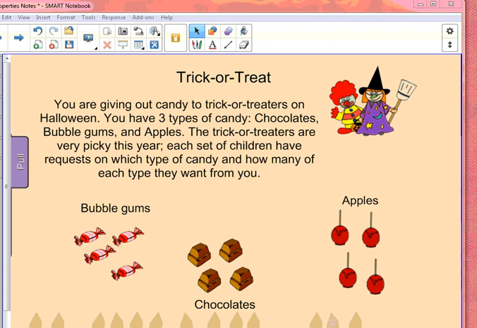Okay, so let's look at an example of using the distributive property in a different way. We talked about how it relates to partial products, partial sums, by taking part of a number and multiplying it by the other factor. So let's look at this one. We're going to think about it kind of like trick-or-treating. Okay? When you are trick-or-treating, you're giving out candy. If you have 3 types of candy, you have chocolates, you have bubble gums, you have apples. Trick-or-treaters are very picky. Each set of children have requests on which type of candy they want and how many of each type they want from you.